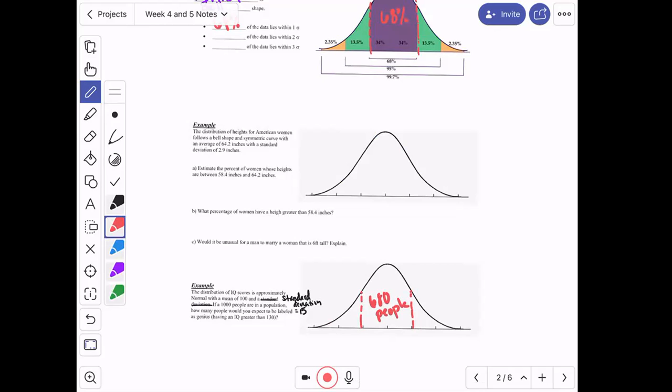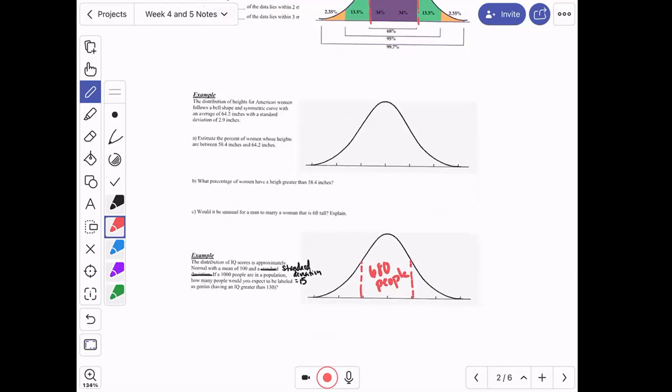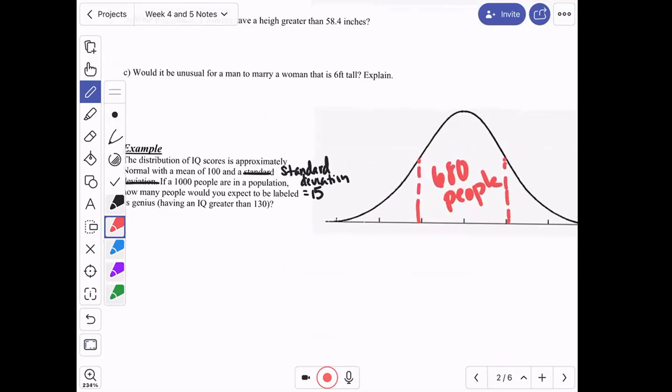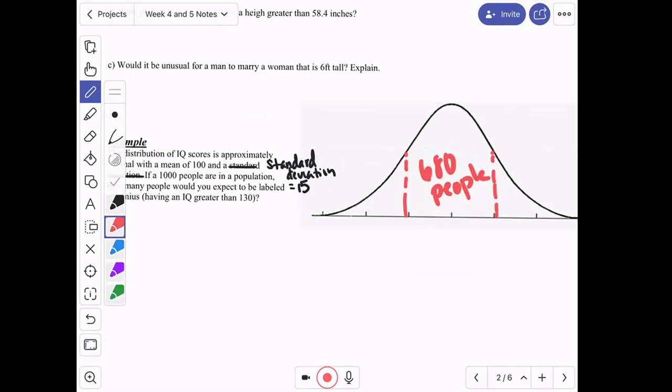This says that the distribution of IQ scores is normal with a mean of 100. Where does that mean sit? Can anybody tell me that? Because it's a normal curve, where does the mean sit? In the middle. So I know the mean is at 100.